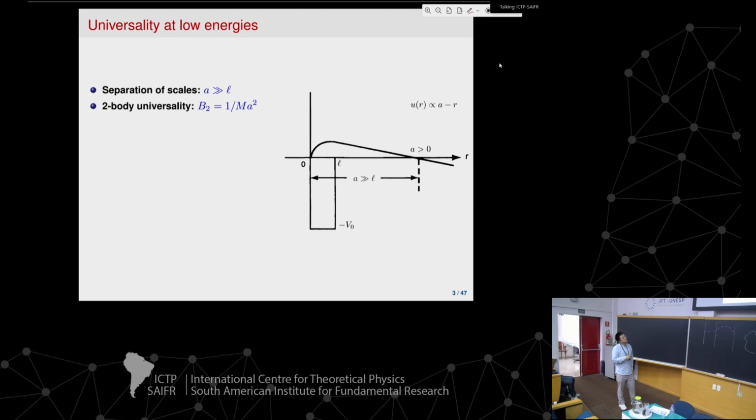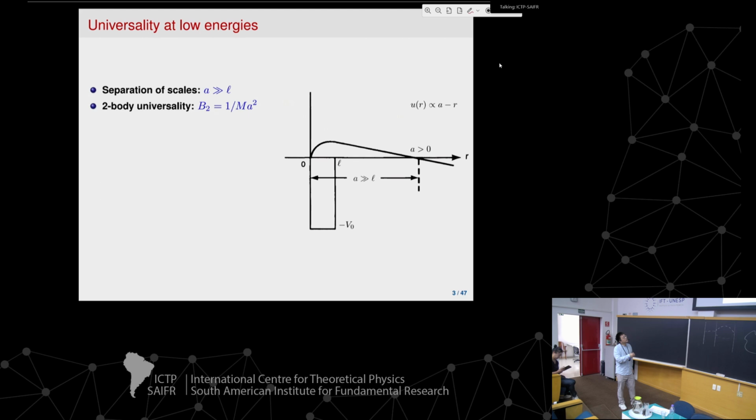So this is a square well potential with a very short-range interaction. The range of the interaction is determined by this L. Inside you have this attractive square well potential, and outside you don't have any interaction between the two particles at all. If you calculate this two-body problem, you will find that its wave function at large distances, this asymptotic behavior, is related to this A minus r part. This A is actually related to the scattering length of the system.